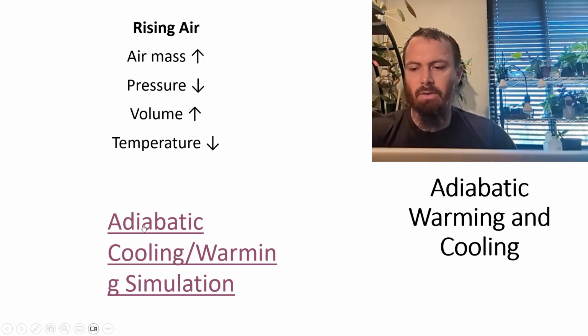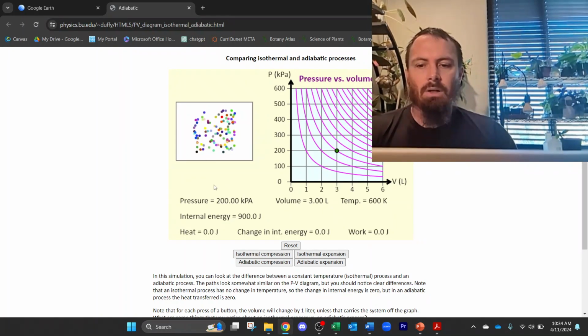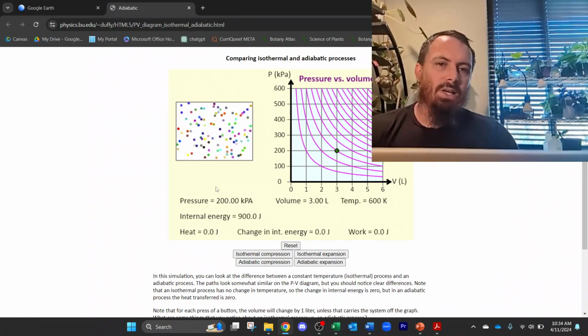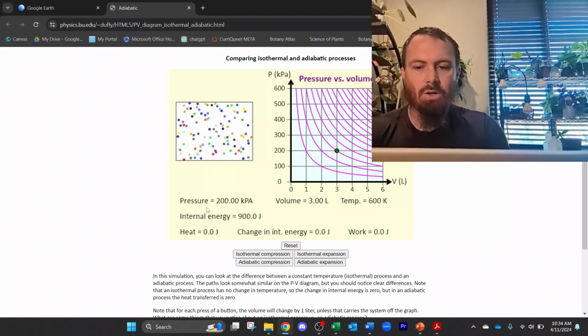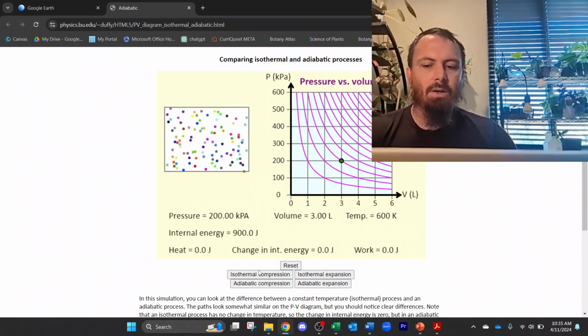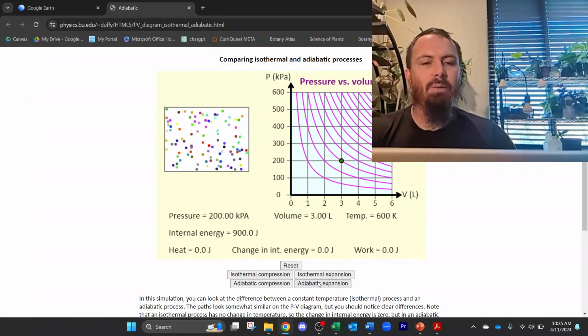And I can show you that here in the simulation. Now, this simulation is built for more complex physics classes. You don't need to know all the pieces of it, just what I'm going to explain here. So we're going to completely ignore some of these things. We're going to be looking at adiabatic compression and adiabatic expansion.